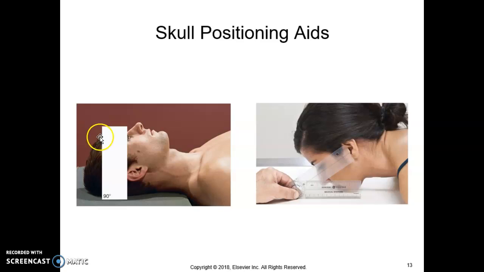There's a couple of positioning aids that you can use, and our little angle measure here is a little bit different, and we'll practice with those in the lab. But you can also use 90-degree blocks or anything else that creates that kind of an angle as a way to position the skull to where you need it to be.